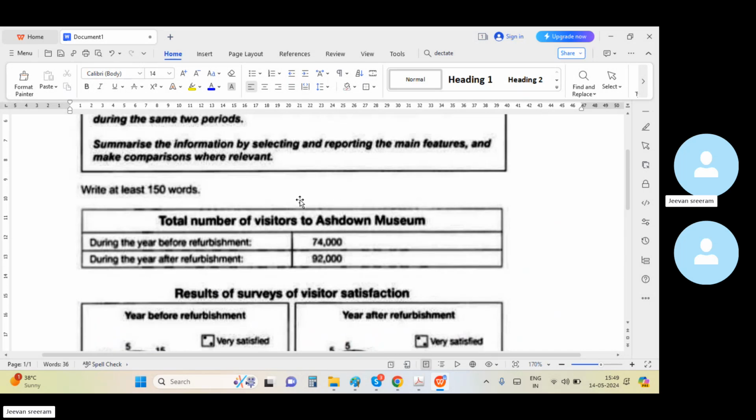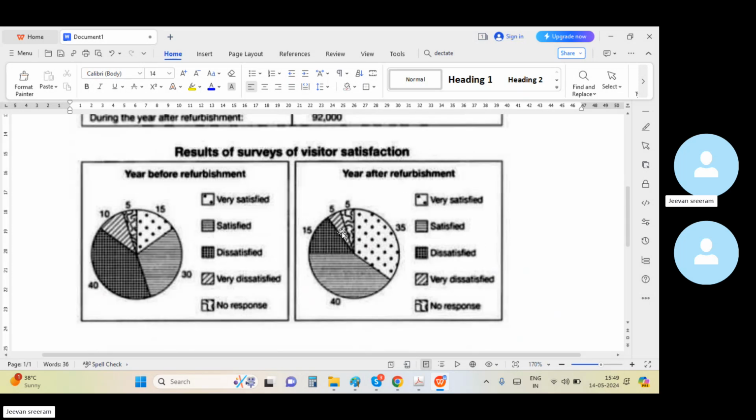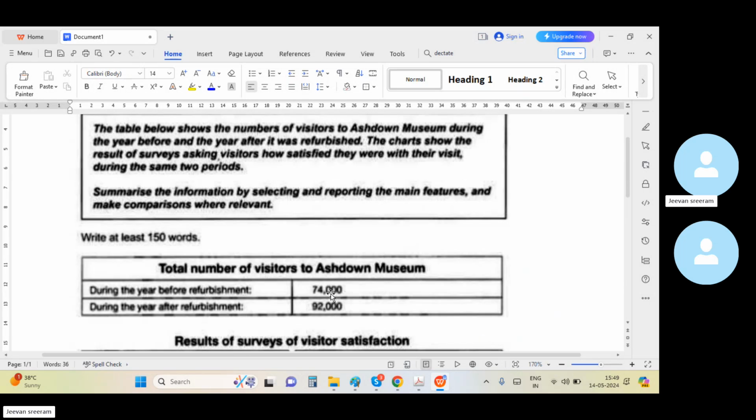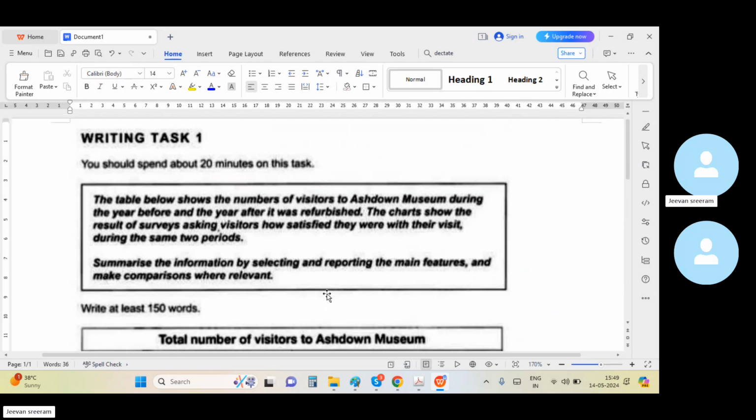How the numbers have actually changed in the table. They were actually increased overall. So I'm gonna write increased. How about the satisfaction from before refurbishment or after refurbishment? Overall satisfaction of the visitor has also increased, right? Because very satisfied is 15%. After refurbishment, it was 35%. Satisfied are 30, after refurbishment 40. Overall, the percentage of satisfaction of the visitor also increased.